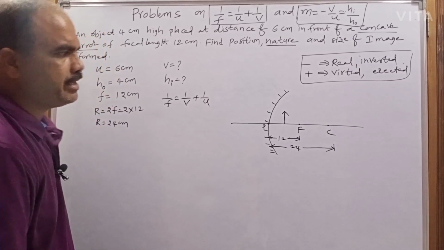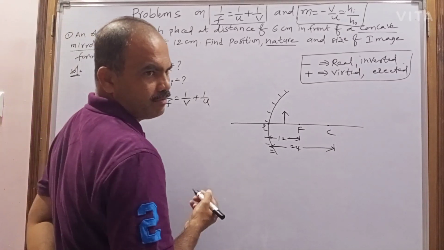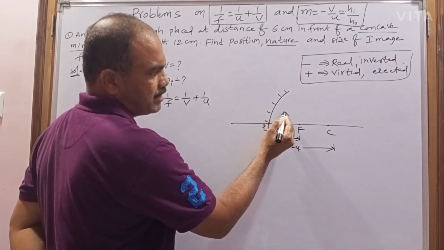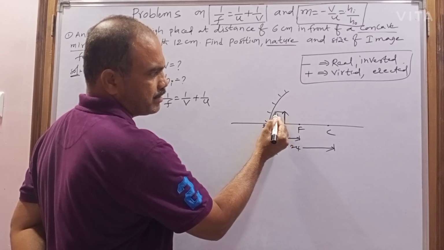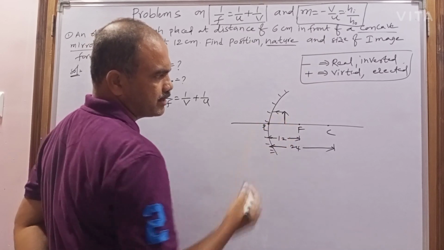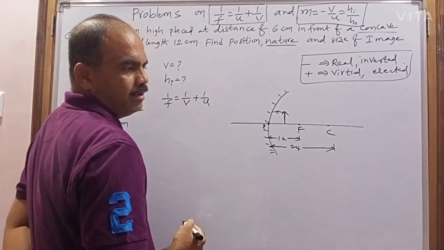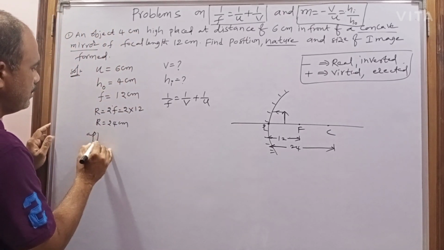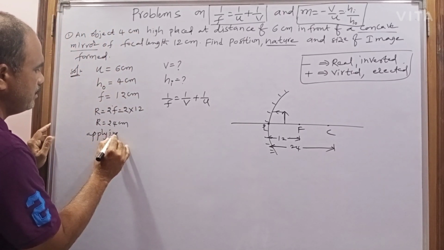So now apply the sign convention. To apply the sign convention, first you have to identify the incident ray direction. From the top of the object, the incident rays are coming towards the mirror. So now this is the incident ray direction. So you have to apply the sign convention. So next I am applying sign convention.